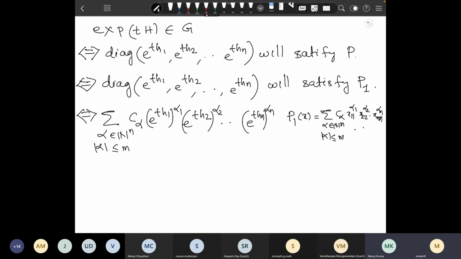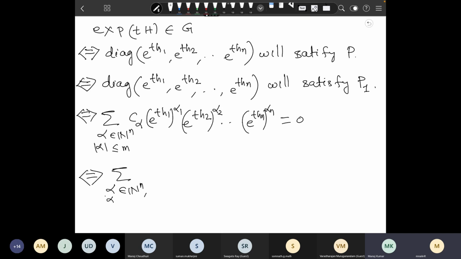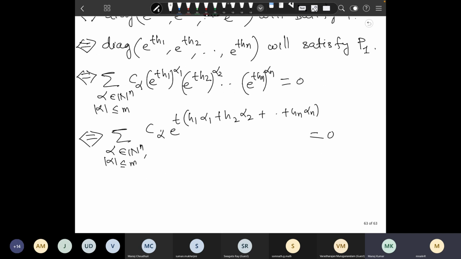So let us erase this. This will be 0. So this will be the sum over alpha of C alpha e to the power t times h1 alpha 1 plus h2 alpha 2 plus hn alpha n, which is equal to 0. Whatever this quantity is, I will call this B alpha.